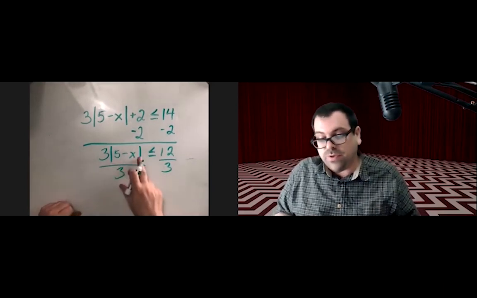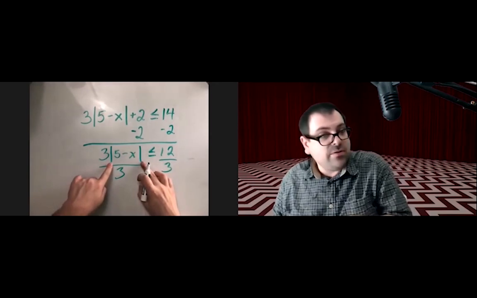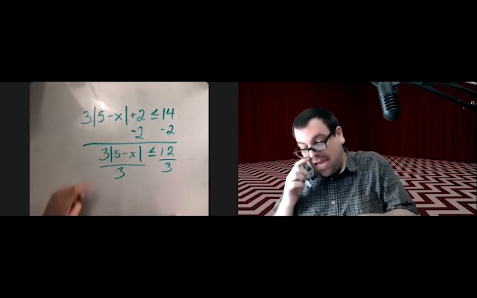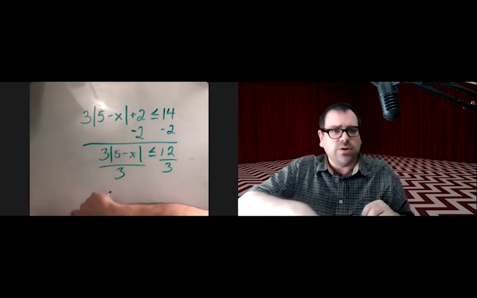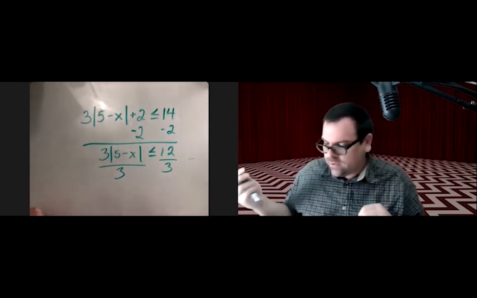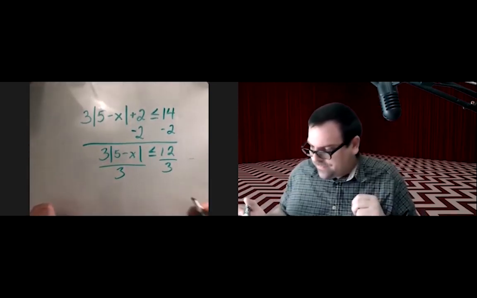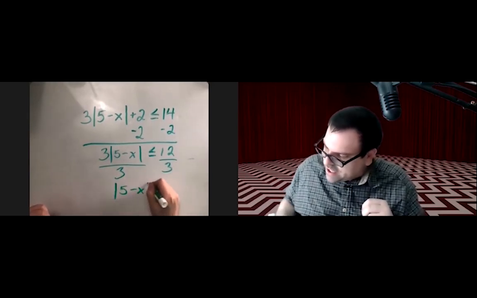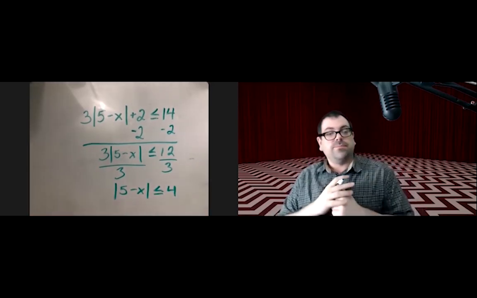Do not distribute the 3. Divide both sides by 3. You want to get this by itself by making it simpler. Doesn't actually change anything if you try to distribute. It's not even real distribution. It's that weird dome stuff. It's not always going to work. You never know what to expect. The absolute value of 5 minus x is going to be less than or equal to 4.